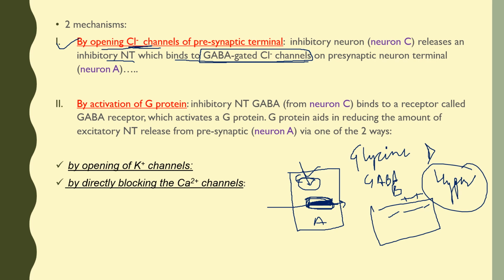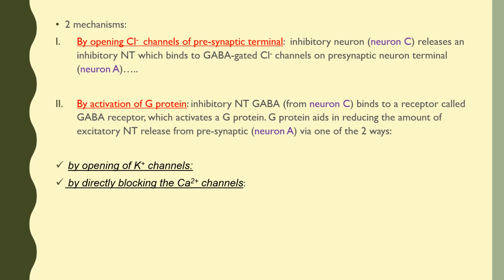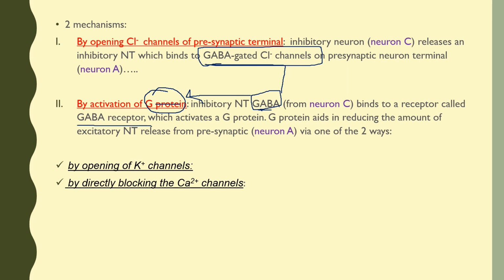The second mechanism is that the GABA neurotransmitter gets attached to a G protein. Say GABA is getting released. It can have many receptors. One of those receptors can be the GABA-gated chloride channel, and the second one can be the G protein. So when this GABA binds to a receptor called the GABA receptor, it will in turn activate the G protein.